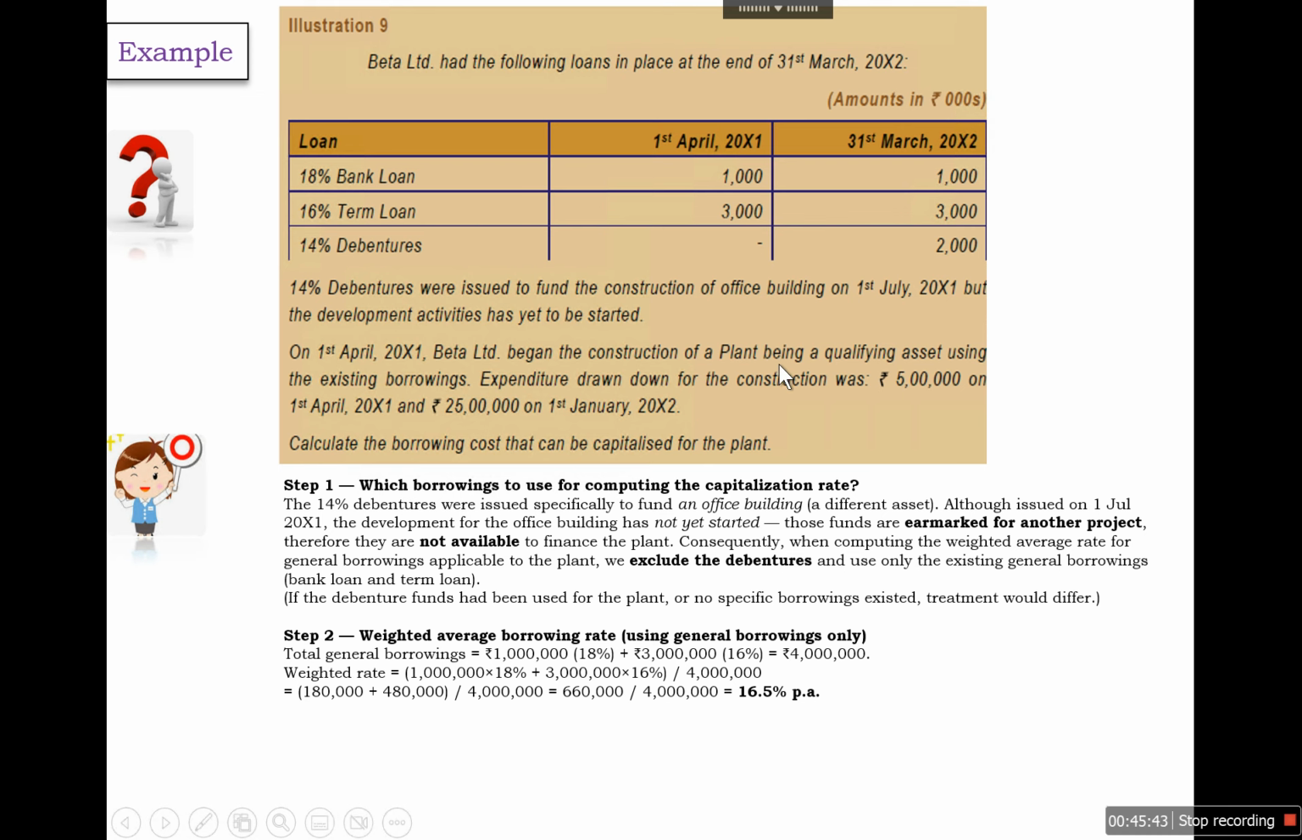Let's see the next asset, the plant, being a qualifying asset using the existing borrowing. So for the purpose of the plant, they are using general borrowings. The expenditure drawn for the construction was 5 lakhs on 1st April and 25 lakhs on 1st January X2. So in case of general borrowings, as we have discussed, we will use the weighted average capitalization rate. So in this case, total borrowing is 10 lakhs at a rate of 18% and 30 lakhs at a rate of 16%. So total is 40 lakhs. So the weighted average rate is 10 lakhs into 18% and 30 lakhs into 16% divided by 40 lakhs total borrowing. So it is 16.5% average rate.